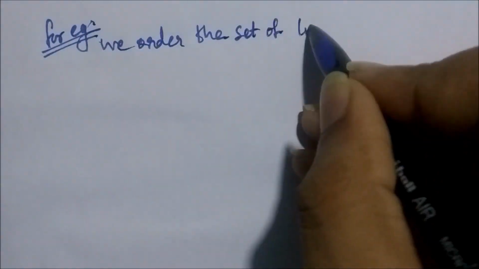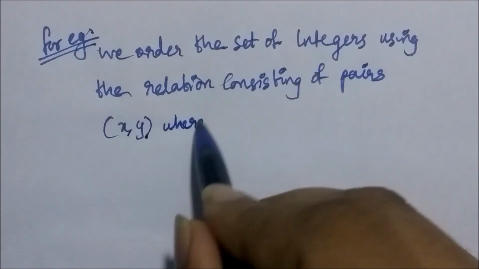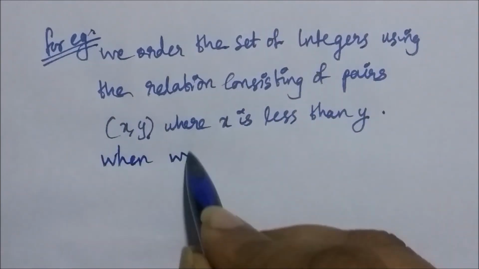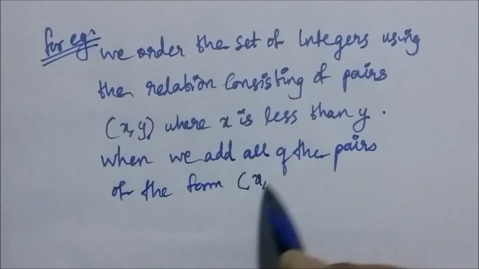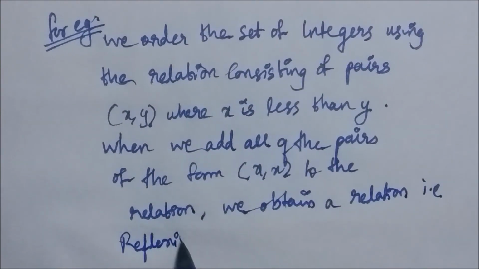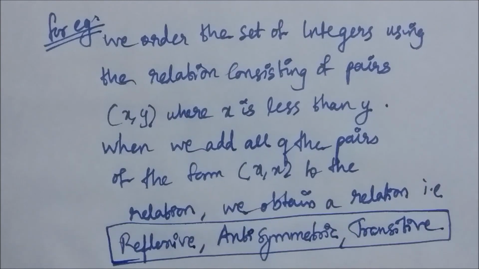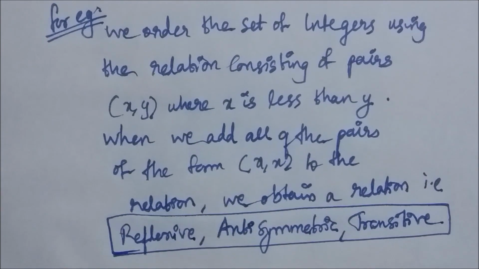For instance, we order the set of integers using the relation consisting of the pairs x, y, where x is less than y. When we add all of the pairs of the form x, x to the relation, we obtain a relation that has these properties: reflexive, antisymmetric, and transitive. These are properties that characterize relations used to order the elements of sets.